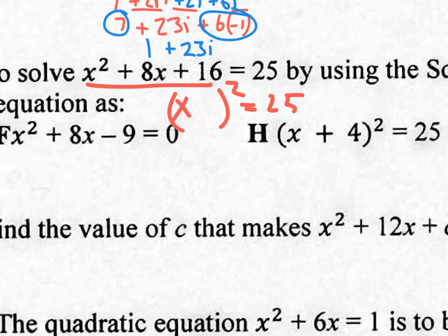X, and then half of 8, that's plus 4. And that's only because this is already 16, and 4 times 4 is 16. That if you add together is 8. So this is the setup, and that would be option H right here.